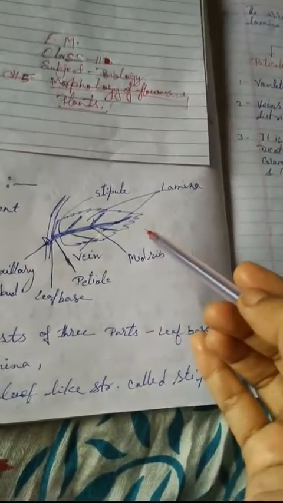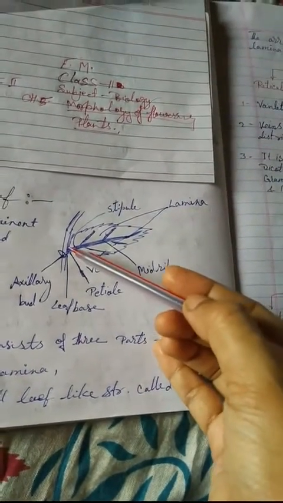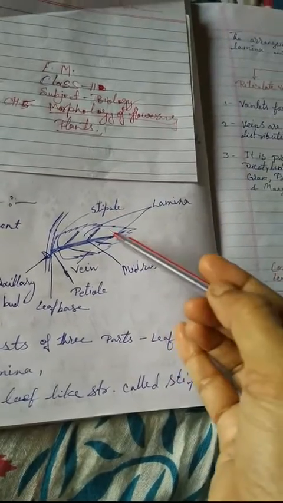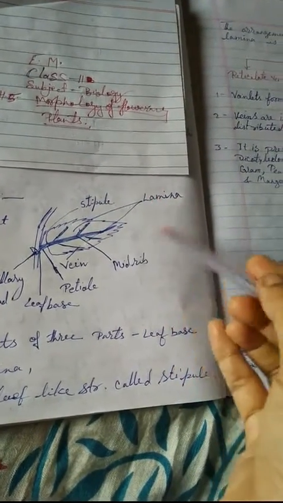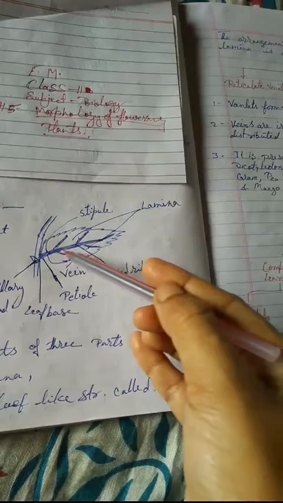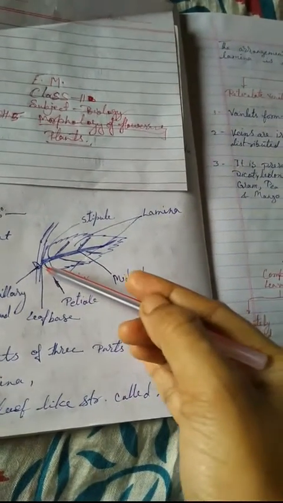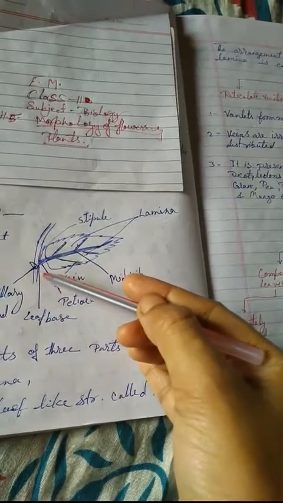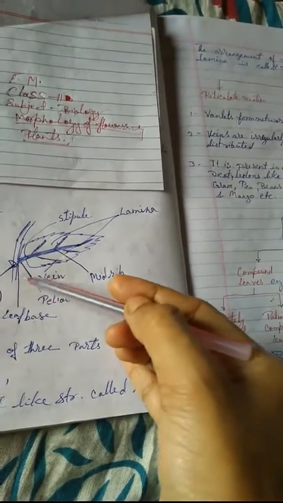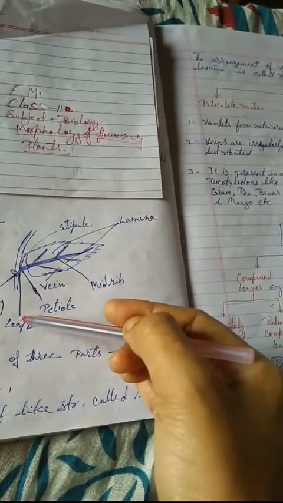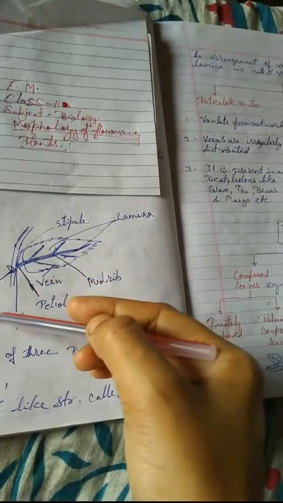Leaf consists of three parts: leaf base, petiole, and lamina. This part is called stipules. This is lamina. This present is midrib. This is vein, and attached to the stem is called petiole. Leaf base, axillary bud.